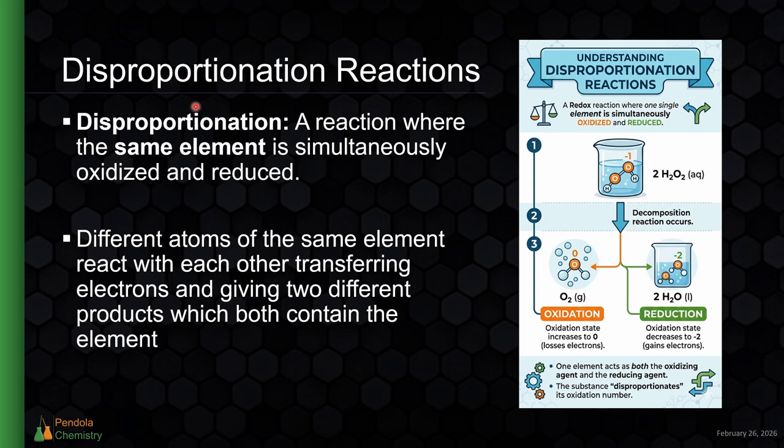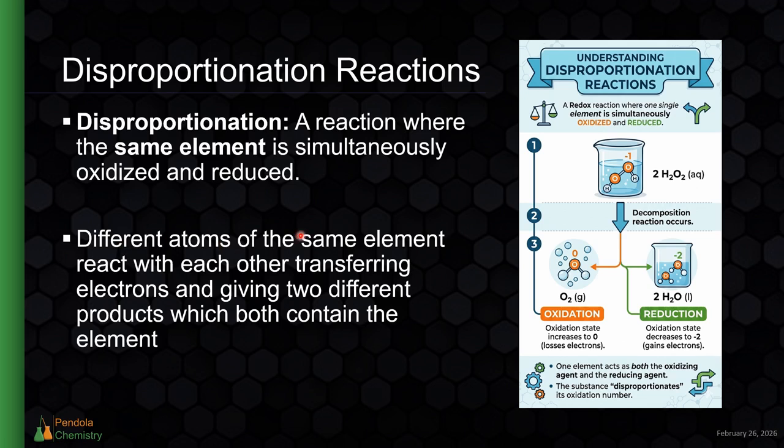We talked about disproportionation reactions back when we did redox. Disproportionations are reactions where the same element is simultaneously oxidized and reduced. This means that one element is both the reducing agent and the oxidizing agent. Now, you have to be careful here because a lot of students tend to think of this as the exact same atom getting both oxidized and reduced. And that's not possible. An atom cannot transfer electrons to itself.